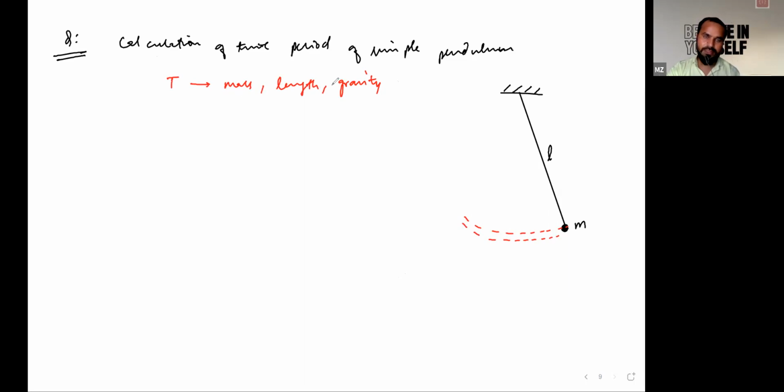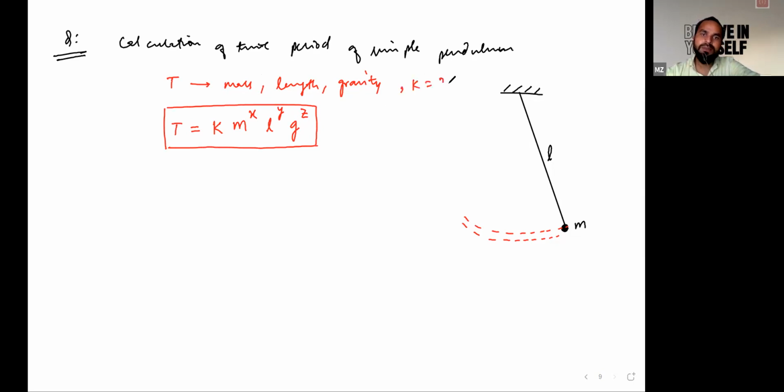So using this, I will ask you to write an equation. T would be equal to some proportionality constant K. The first dependency is mass, so we can write m^x. The second dependency is length, L^y, and the third dependency is gravity, so g^z. So we have derived an equation for finding this time period. Put k equal to 2 pi in this given expression.